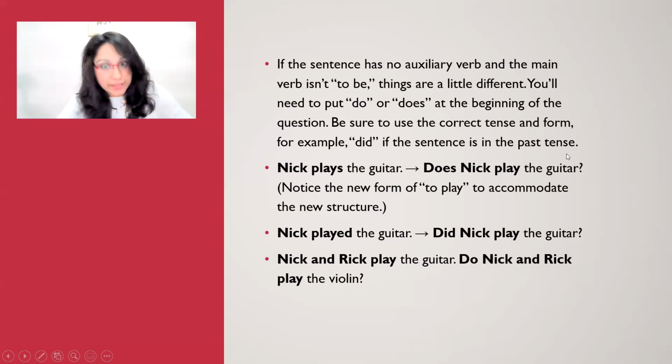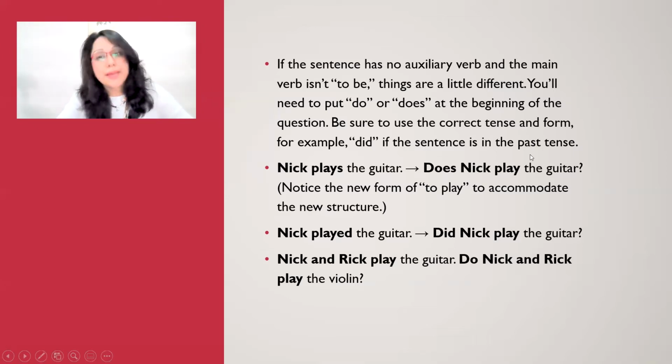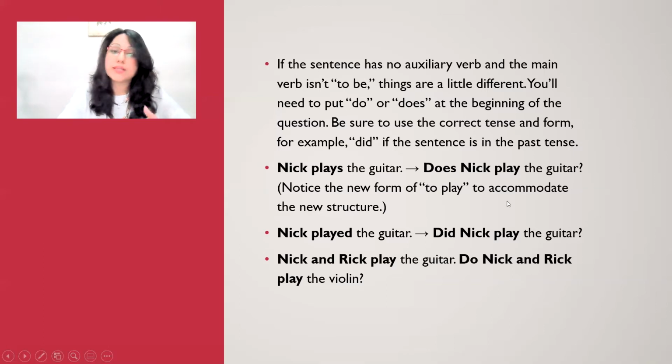Does Nick play the guitar? Okay, so does Nick play the guitar? So you add your do, does, did, whatever it is at the start, and then you will say, does Nick play the guitar? And like I have written over here, notice the new form of to play to accommodate the new structure. So when you're saying Nick plays the guitar, or when you're making your question, does Nick play the guitar? Okay, so that's how you're going to make your question.